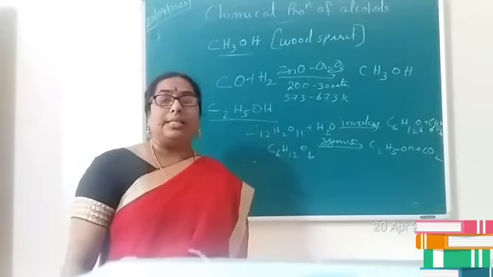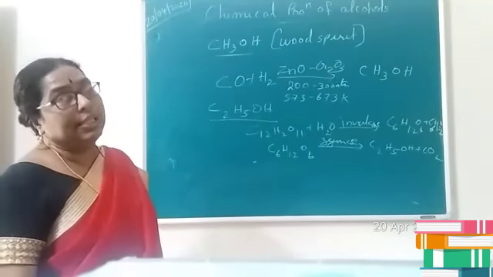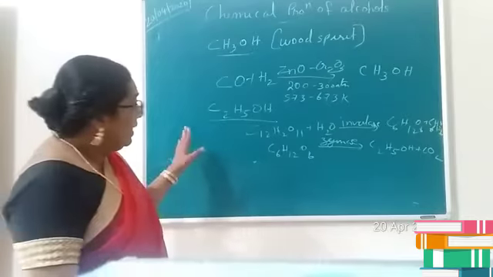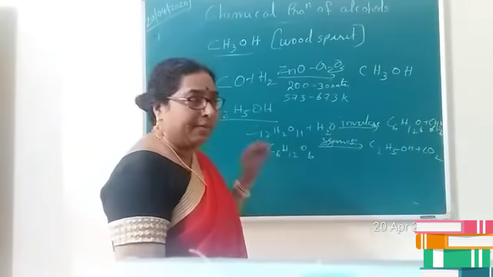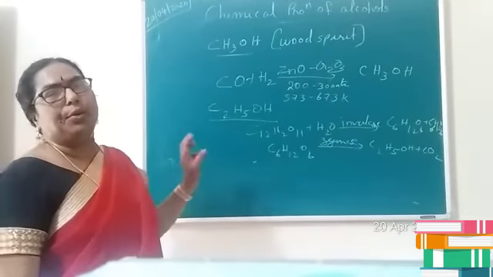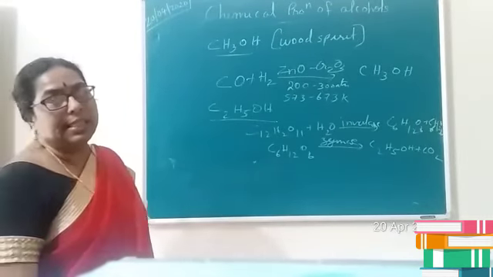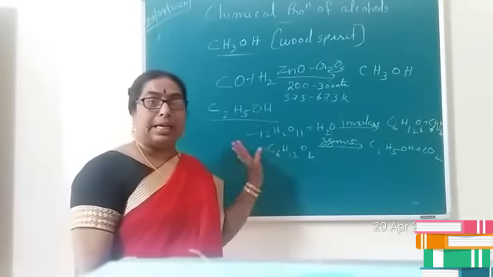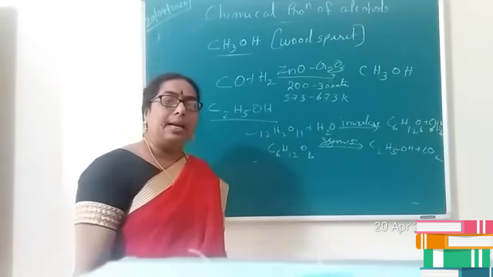And this ethanol has the property of directly affecting the central nervous system. Is it clear, children? In order to make ethanol unfit for drinking, we generally add copper sulfate to give it a color and pyridine to give it a foul smell. Is it clear? This process is termed as denaturation. To make it unfit for drinking purpose, we add copper sulfate and pyridine.